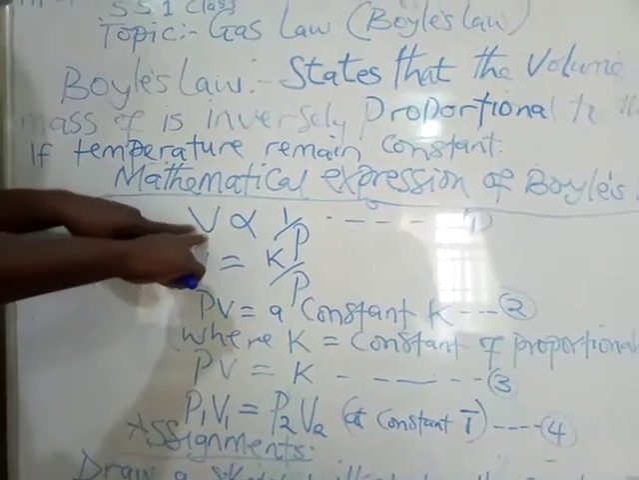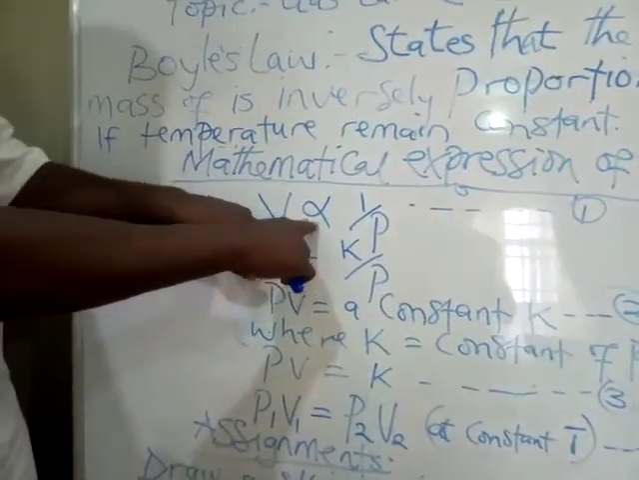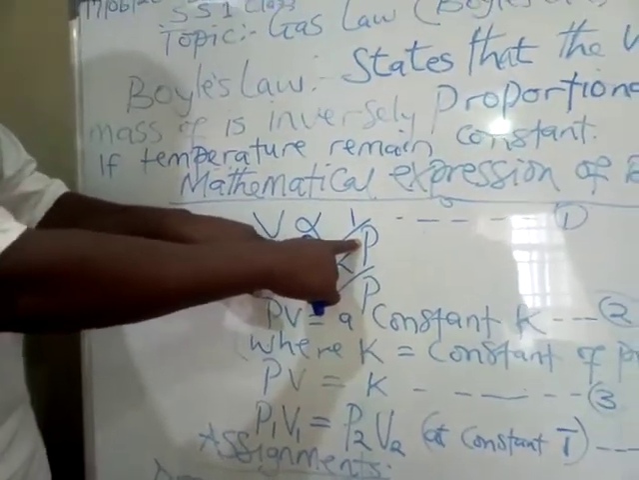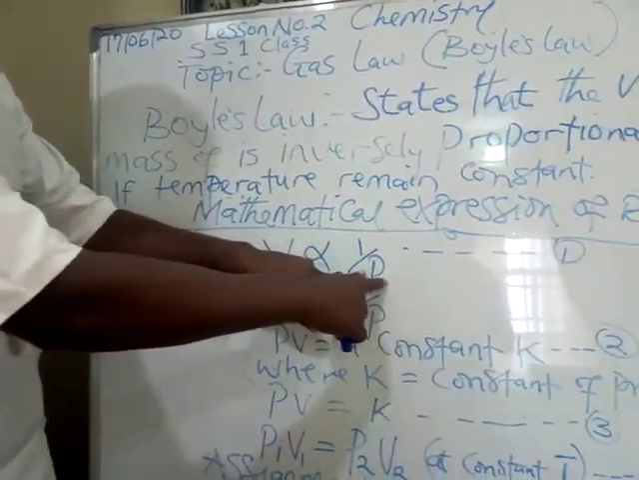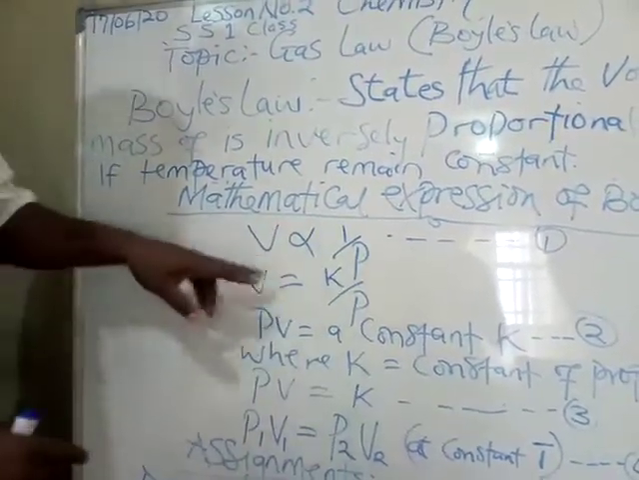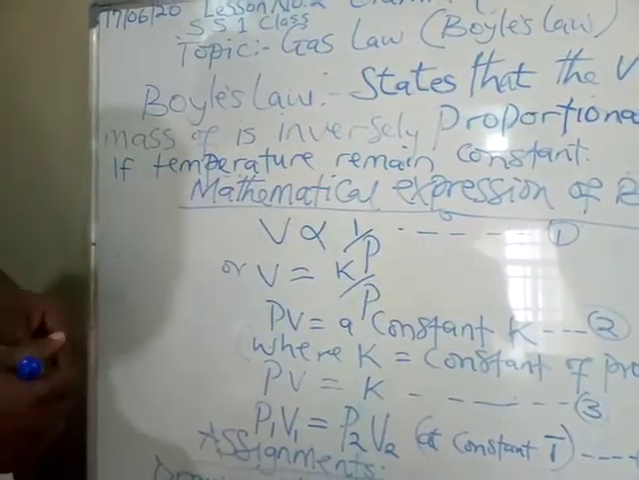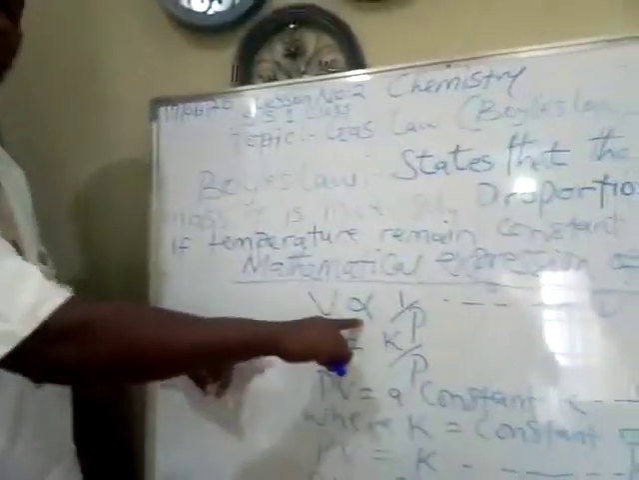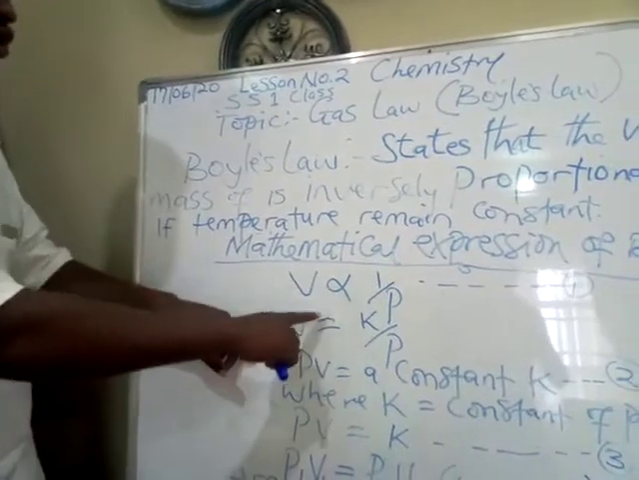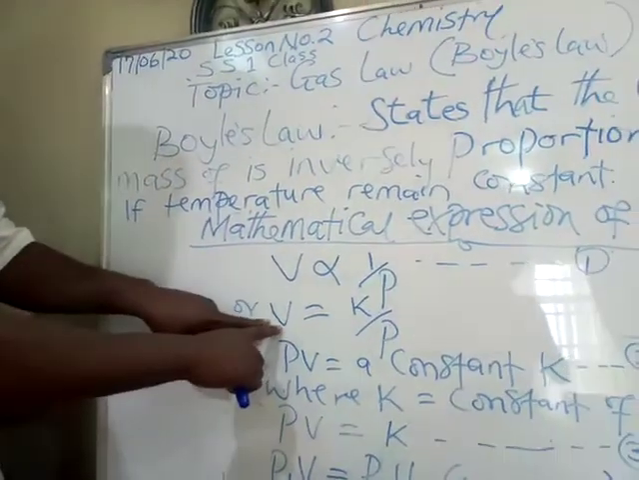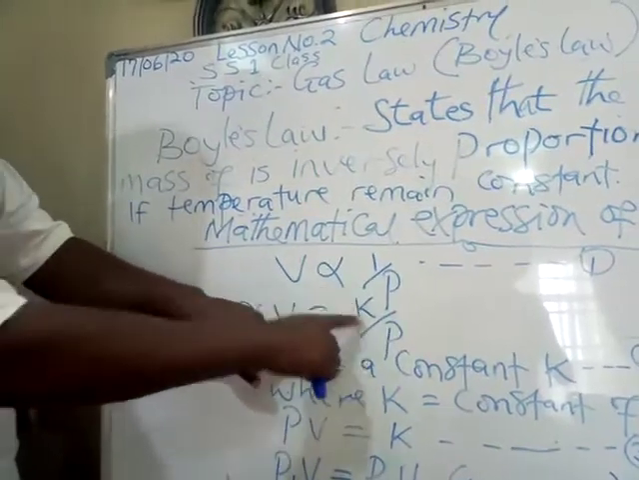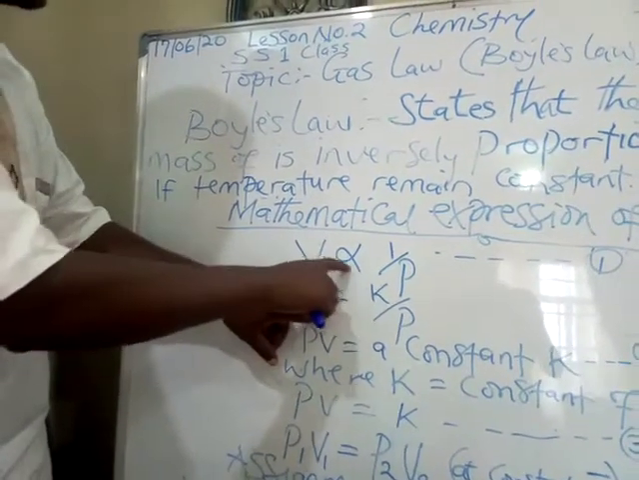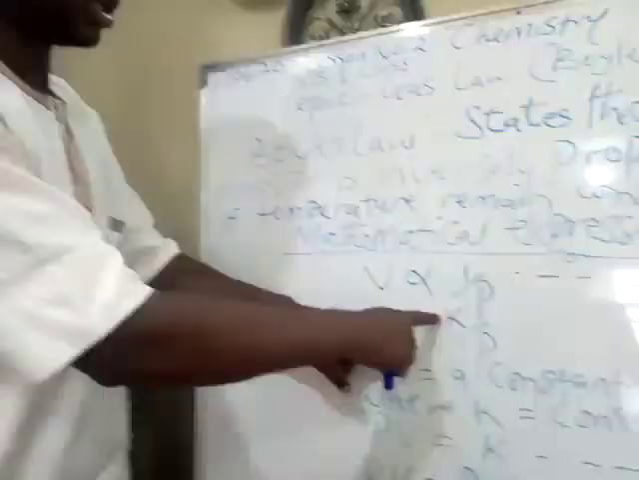Here, V signifies volume, and this is the sign of proportionality. And 1 over P indicates the inverse proportion, and P is the pressure. Of course, we are doing all this at constant temperature. In this case, we have to eliminate this sign of proportionality, and in doing so, we give it a constant, which of course, the formula will turn to V is equals to K over P. This K is the constant of proportionality. That is, when we change this sign of proportionality, we make it to be K.